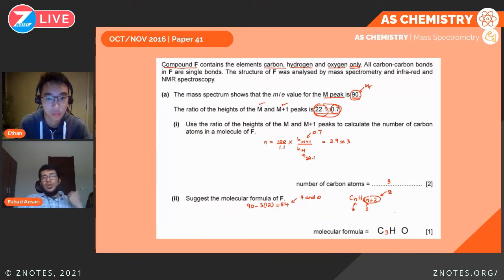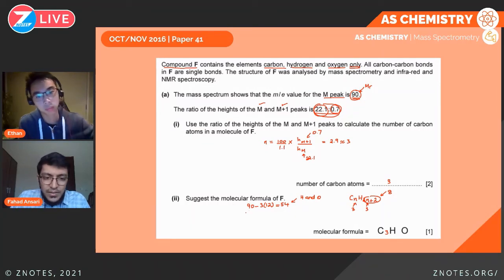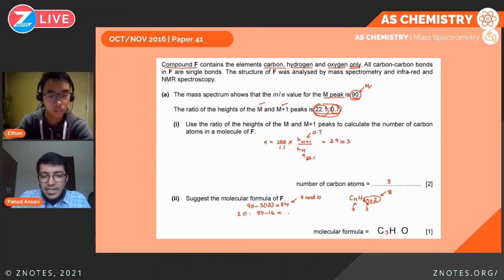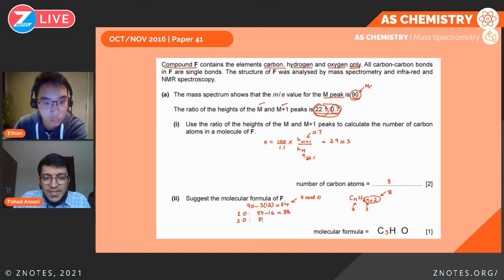In nowhere does it say that compound F is saturated. It can be unsaturated. So what we're going to do is subtract oxygen atom masses one by one from 54 until we get a number that can give us the mass of 8 hydrogen atoms or less. So for the case of one oxygen atom, this is 54 minus 16, which gives me 38. 38 is obviously a lot more than just 8 hydrogen atoms. So I'm going to subtract one more oxygen atom, so this is 2 oxygens. From 38, I subtract 16, the mass of one other oxygen atom. It's going to give me 22. Again, too much hydrogen.